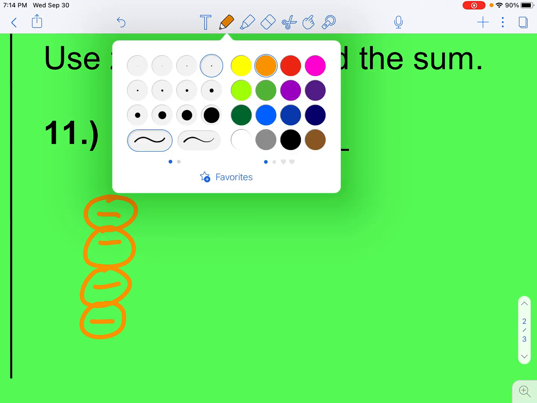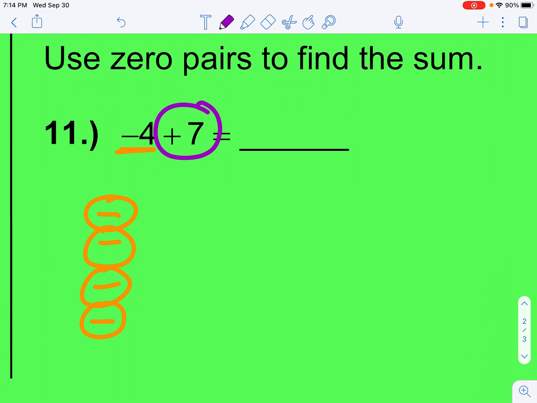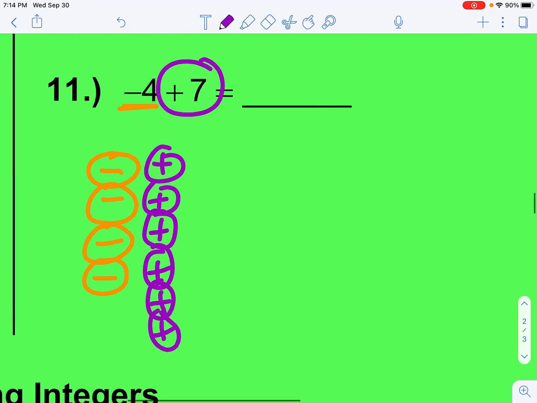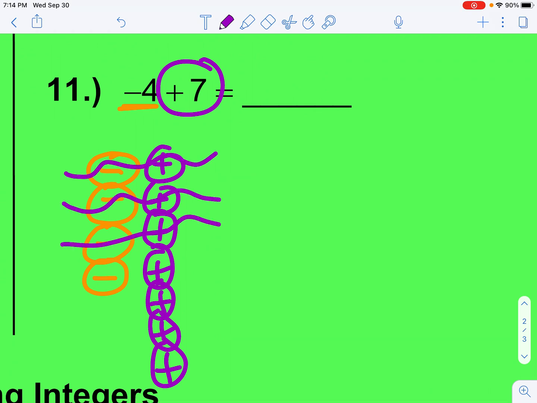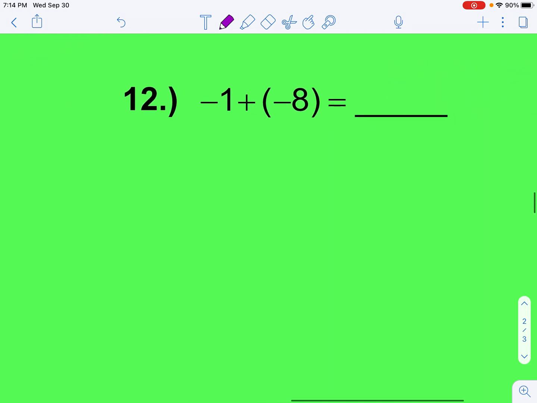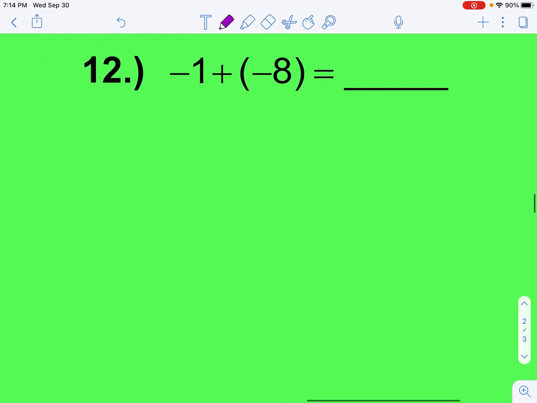And then my second number is +7, which tells me I'm going to draw 7 positive signs. 4, 5, 6, 7. Now for the fun part, I'm going to cancel out a positive with a negative. So I'm left with 3 positive as my answer. Alright, moving on to number 12.